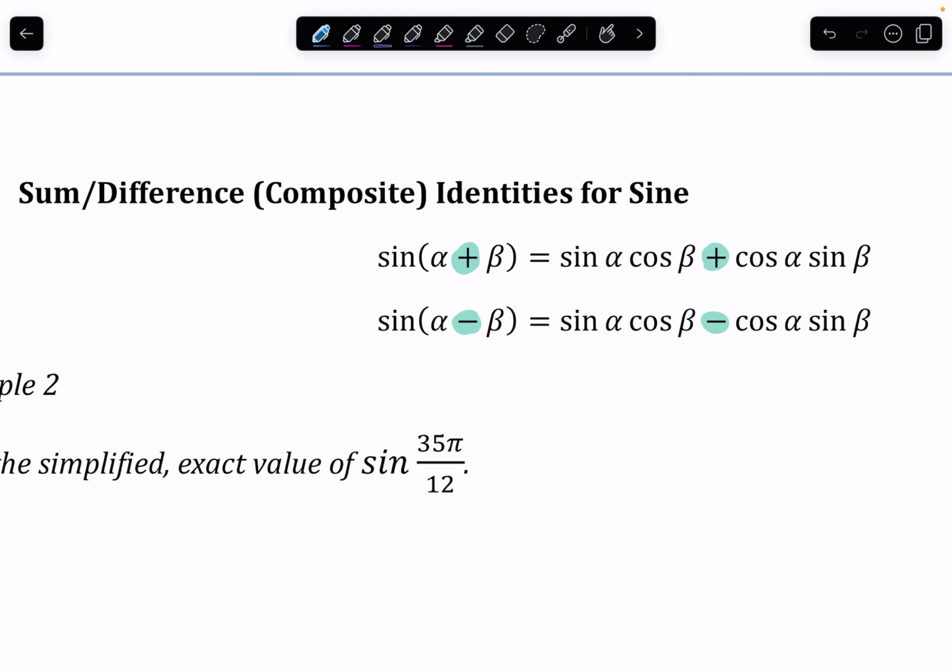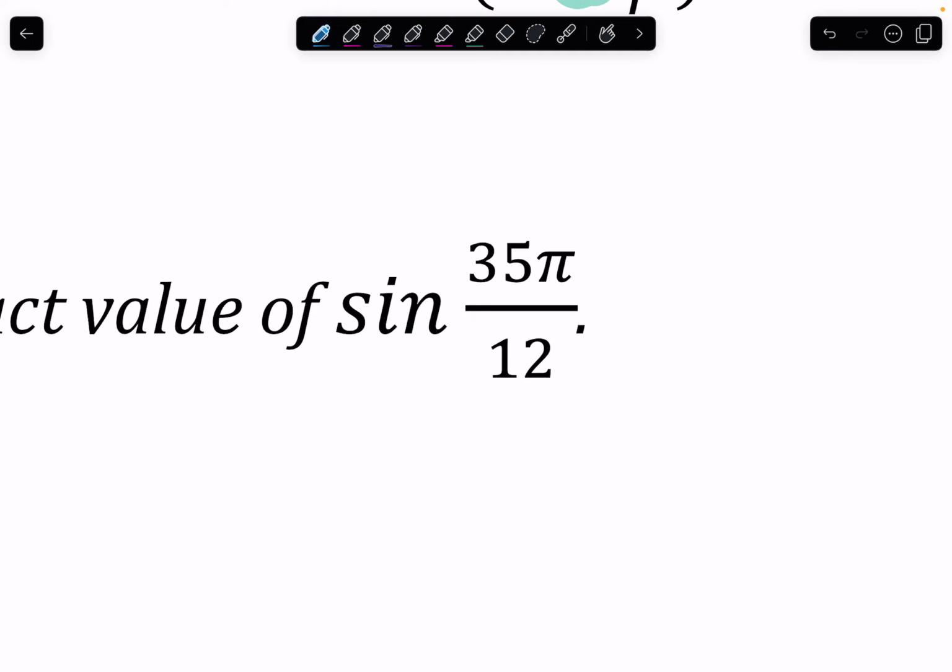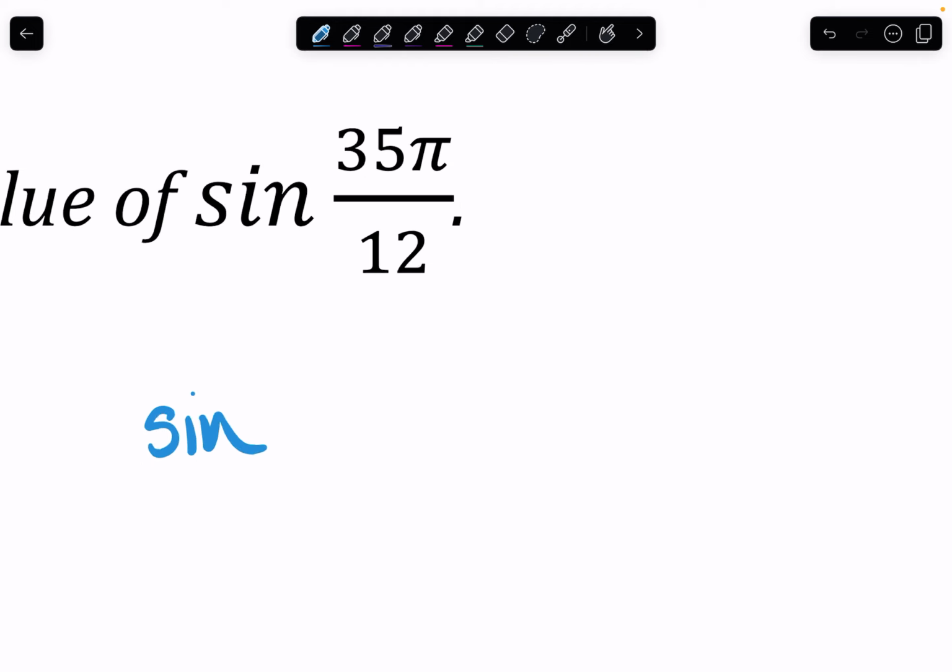So we used subtraction last time, so let's try to use addition this time. All right, so I need two unit circle angles that add to 35 pi 12. So let's try to break this up and see what we can come up with. So it's got to be divisible by 12. So if we go with, let's see, 25 over 12 is not going to help us. Let's try 9 and 26. Let's see if we can do that.